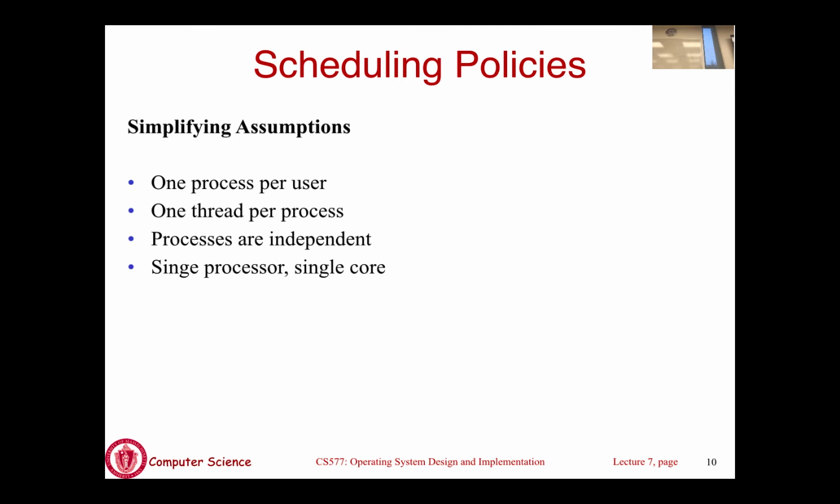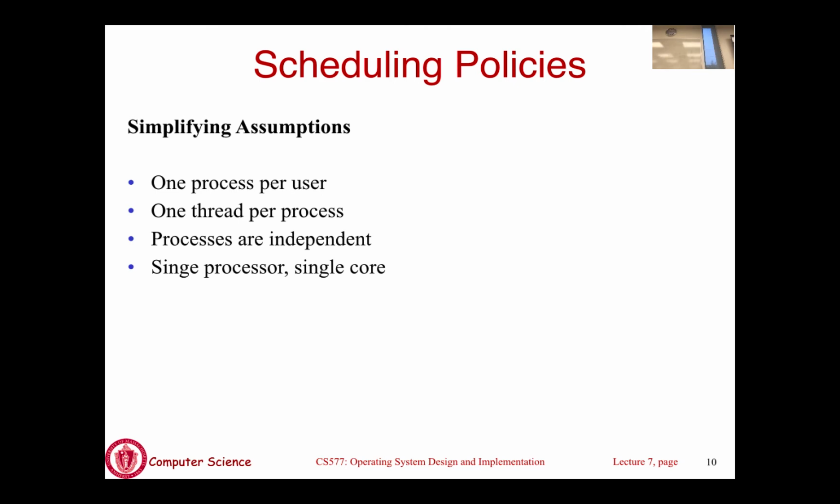Let's assume processes are independent, which means they don't interact with one another. That's also not true, because processes can communicate and then they are not independent. And then we'll say single processor, single core, which most systems today are not. This is a set of simplifying assumptions just to understand how the policies work, but in reality none of those assumptions may be true. The policies have to deal with all of those issues.